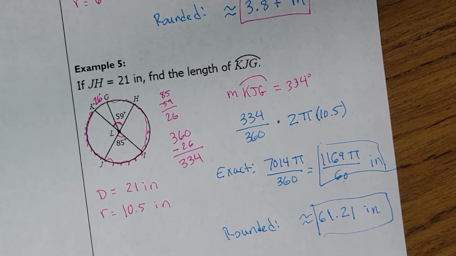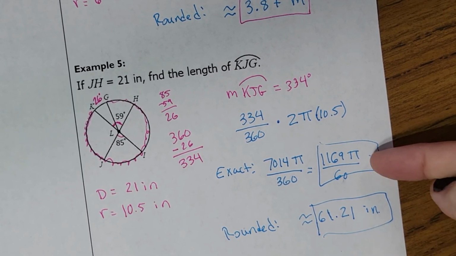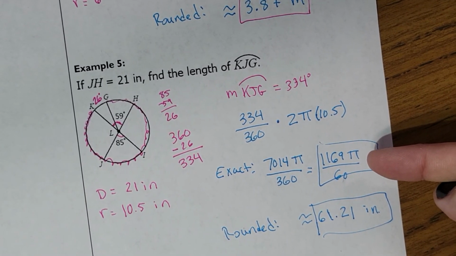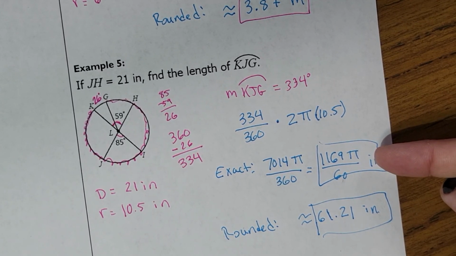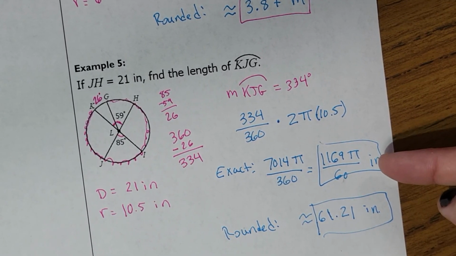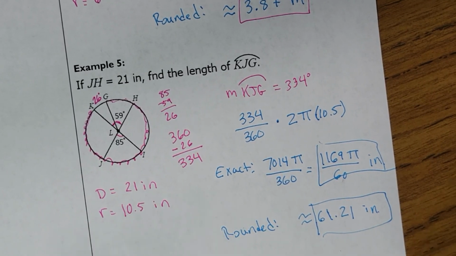Again, both are good, both are correct. It depends on what it asks. If they ask to find the exact answer or leave it in terms of pi, that would be the answer I want. Ignore that bell. But if they want the rounded answer, that's good. So both are good. Hope that helps.